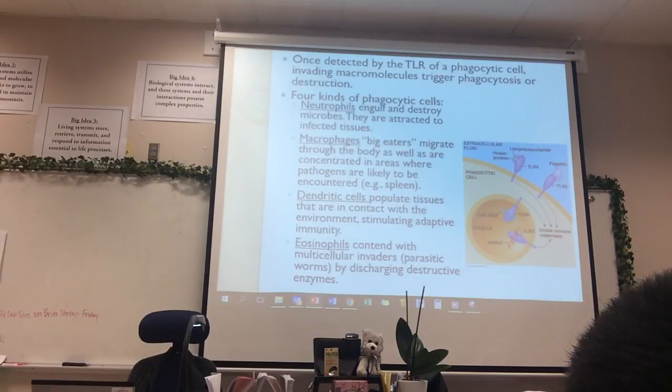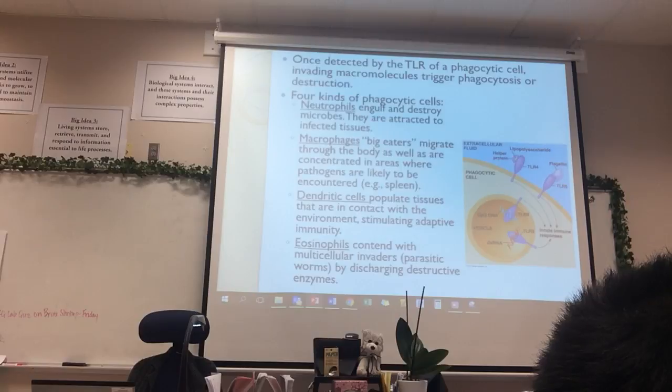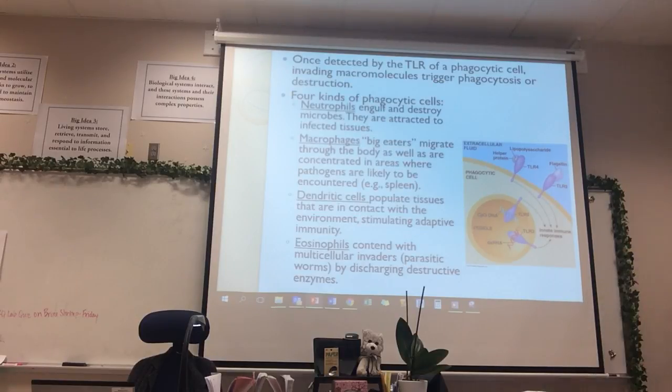Dendritic cells are super awesome, and I would encourage you to put a star next to dendritic cells because we're going to come up with them again later in the week. Dendritic cells populate tissues that are in contact with the environment. So dendritic cells are in your skin, and other areas that are in contact with the environment. Their job, in addition to phagocytosis, to consume invaders, is to then stimulate the adaptive immunity. That cell is the link between the innate immunity and the adaptive immunity. So we want to keep track of our dendritic cells. Let's put a star next to it.